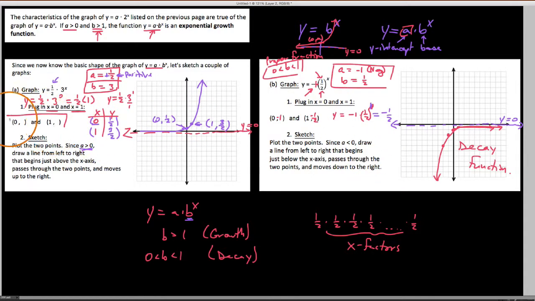You plug in a couple of x values, 0 and 1, plot those points, note where the asymptote would be, and then just give it a good sketch.